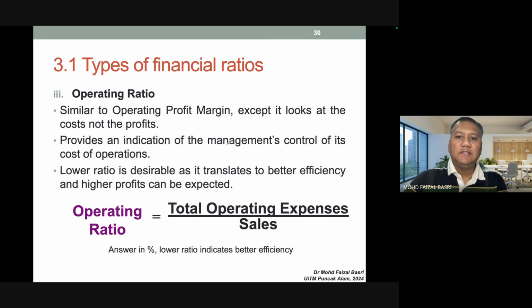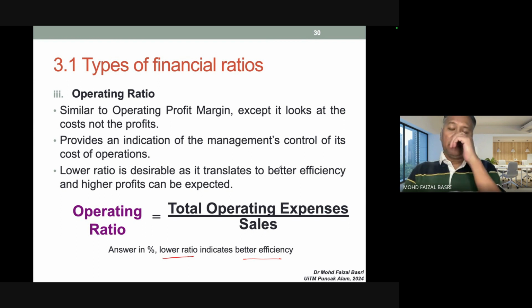The third one, this is the only ratio where the lower the better. Lower ratio means better efficiency because instead of using profits, the operating ratio uses expenses. When we talk about cost, about expenses, obviously the lower the better. So a lower ratio is desirable as it translates to better efficiency in managing the expenses, managing the cost. And when we can manage the cost efficiently, we can get higher profits. That's why higher profits can be expected if we can manage the expenses. So for expenses, the lower the better, the only ratio where lower is better.